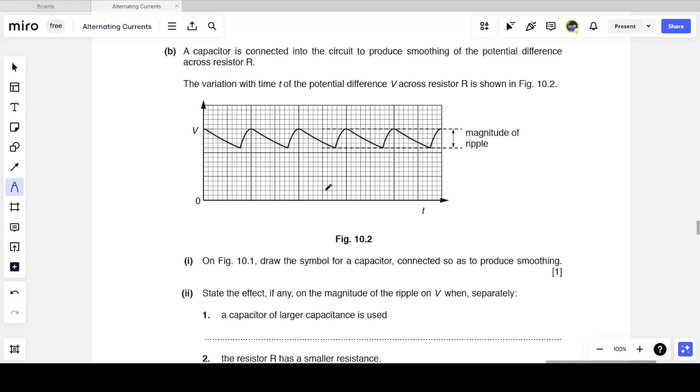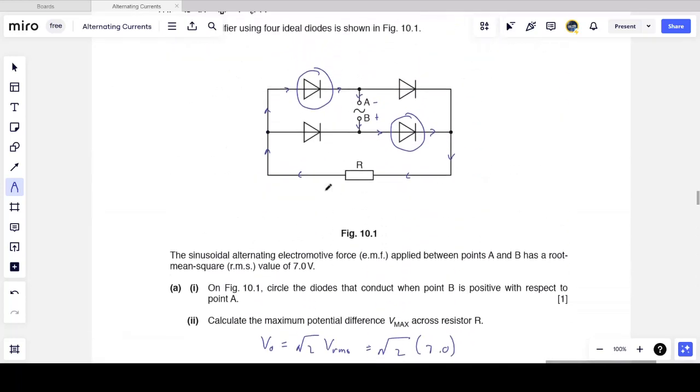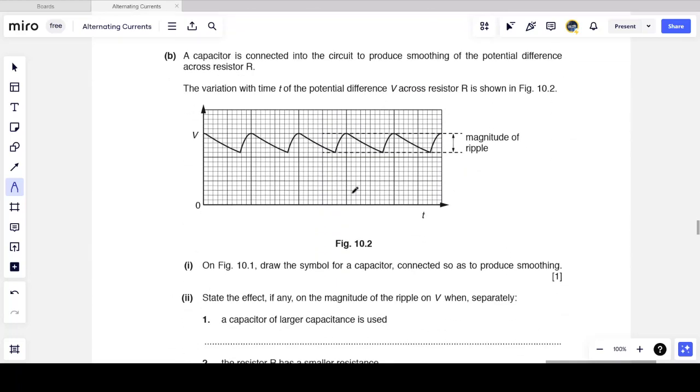Now we're told on figure 10.1 to draw the symbol for a capacitor that is connected so as to produce smoothing. So we need to go back to figure 10.1 and draw the capacitor as it would be to give us smoothing. And always we draw the capacitor parallel to the resistor. And this capacitor will provide the smoothing. When the current is dropping, we can allow the capacitor to discharge across the resistor and smooth the potential difference to make it more like a traditional DC.